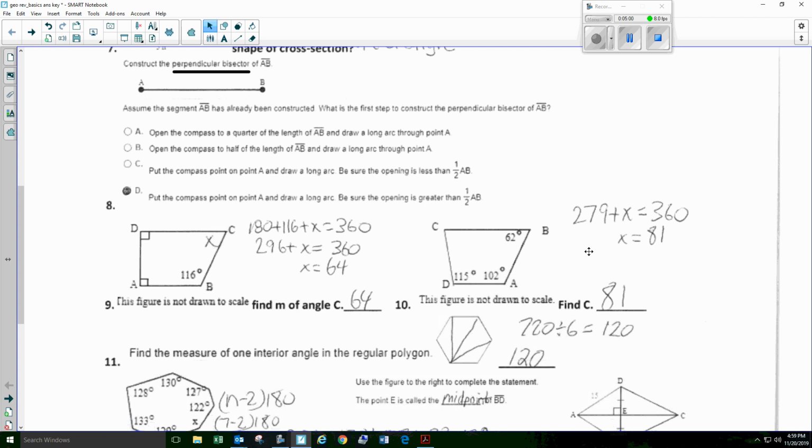Another quadrilateral, so again, it has to add to 360. Add those three angles, plus the fourth angle, which is called x. Solve it, and you get x equals 81.